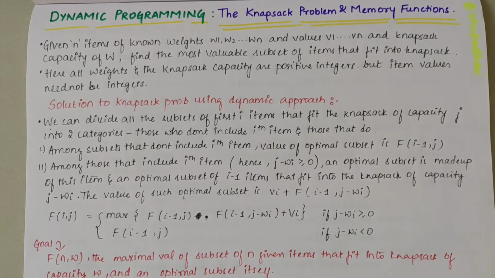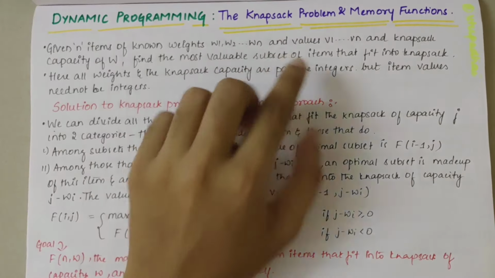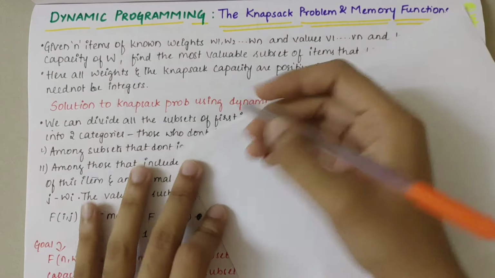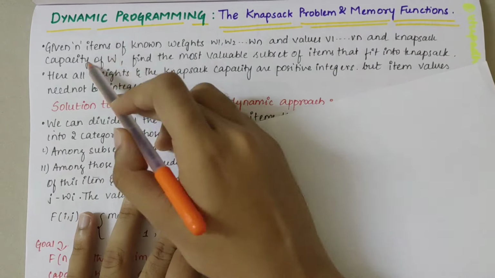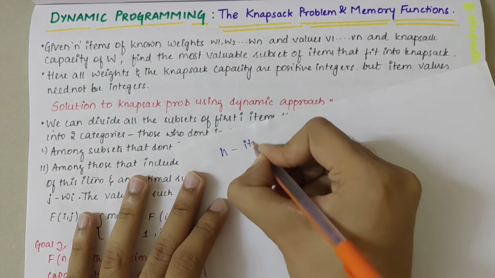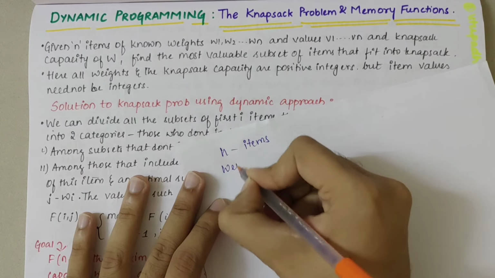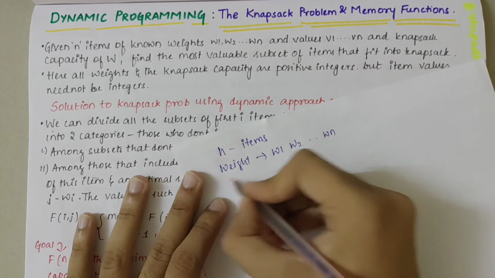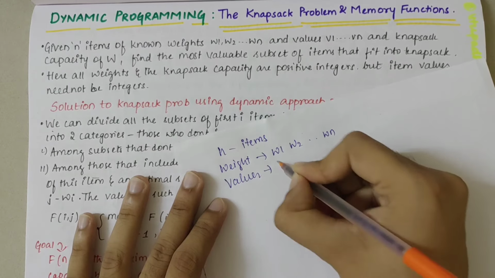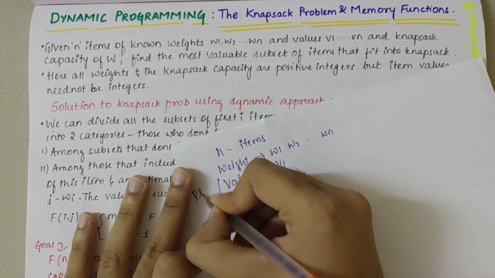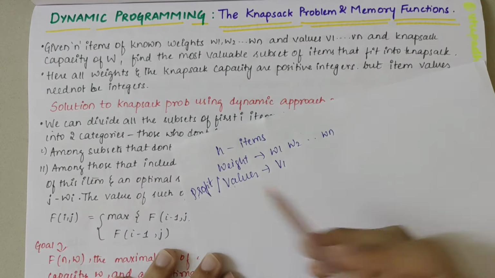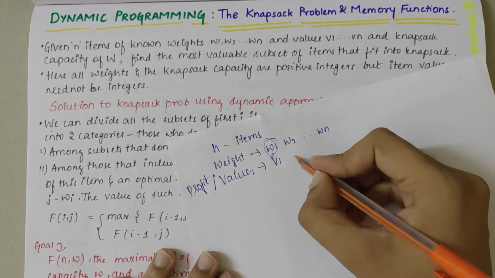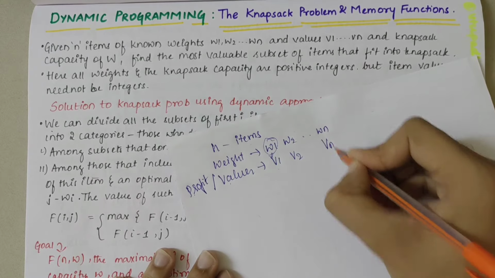Under the dynamic programming module, we'll be discussing the knapsack problem and memory functions here. So, understanding the basic definition of the knapsack problem: given n items with weights W1, W2 till Wn, along with those weights we also have values. The value, or profit, for the W1 item is V1, and for W2, V2, till Vn respectively.